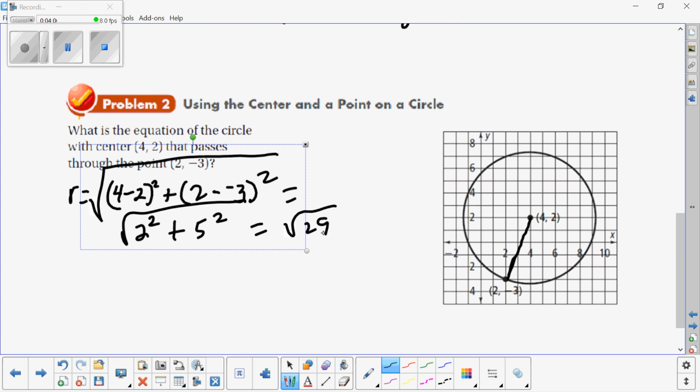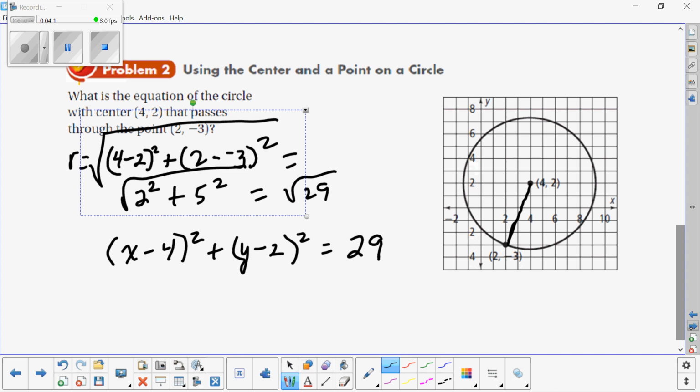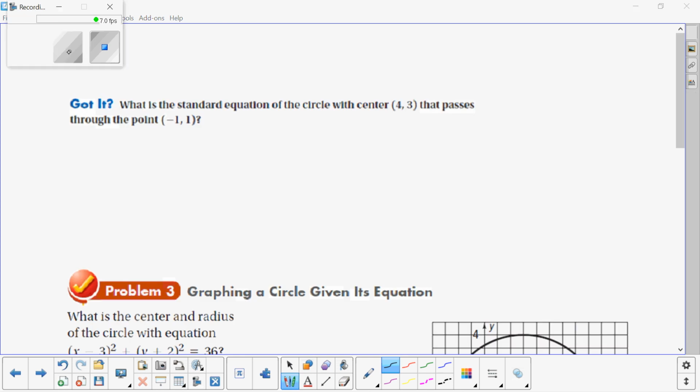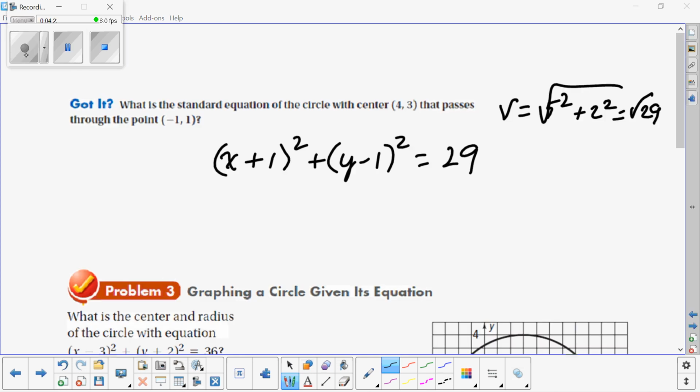So that's your radius. And then the center is 4, 2, so we're going to write x minus 4 squared plus y minus 2 squared equals the square root of 29 squared, which is 29. So why don't you try a problem like that? And there you go. That should look like that.